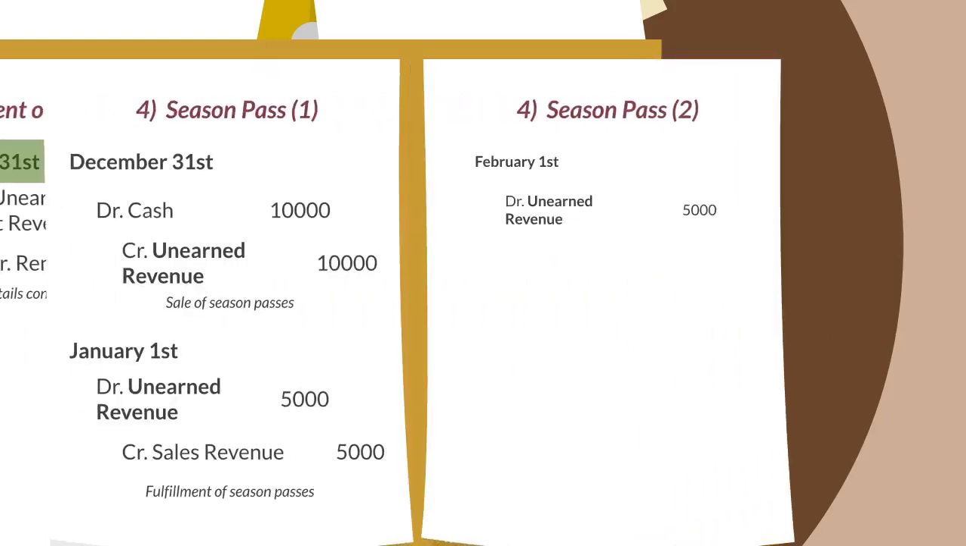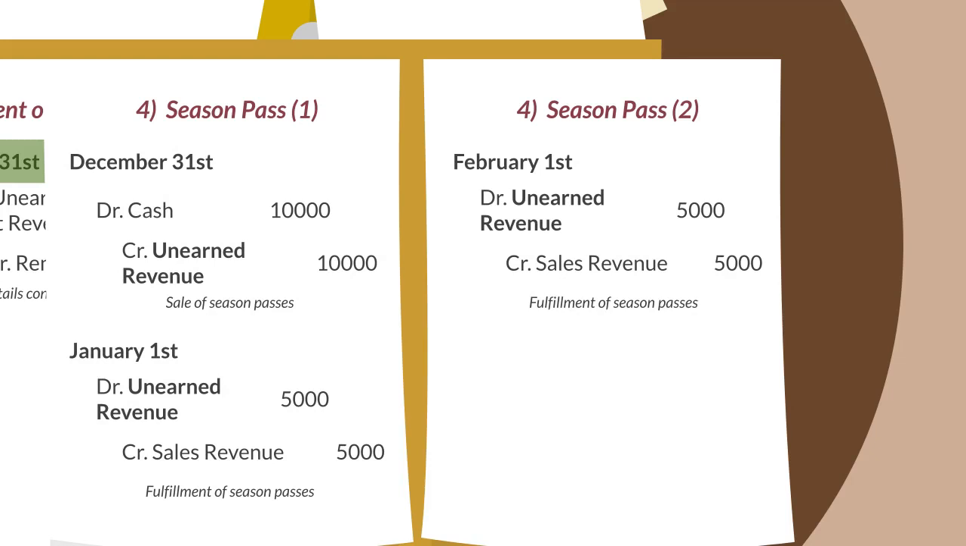Number 4. Canada's Winterland sells $10,000 worth of season passes for guests to purchase. The revenue from the sale of season passes is an example of a deferred revenue, where Canada's Winterland will receive cash up front for the guests' future visits. However, they will not be able to recognize this as sales revenue until guests have redeemed it.